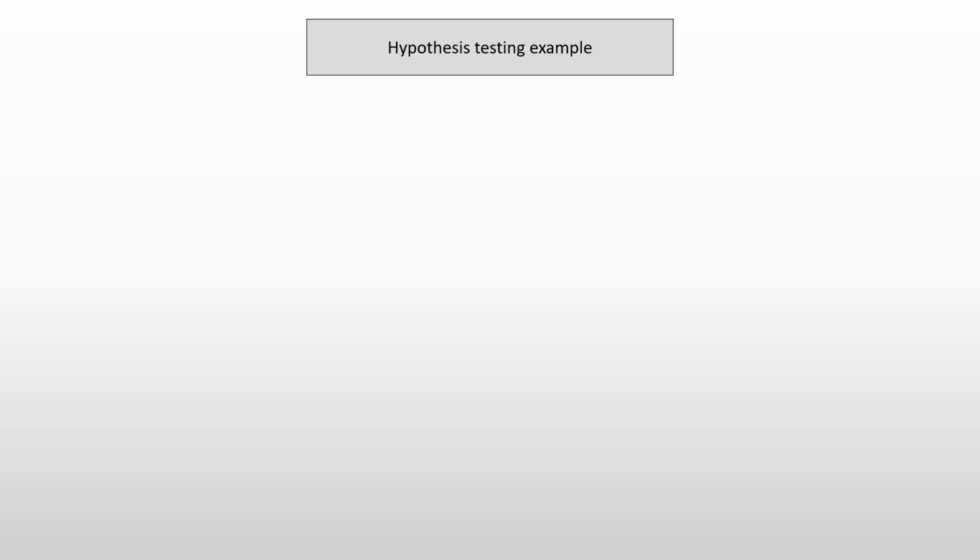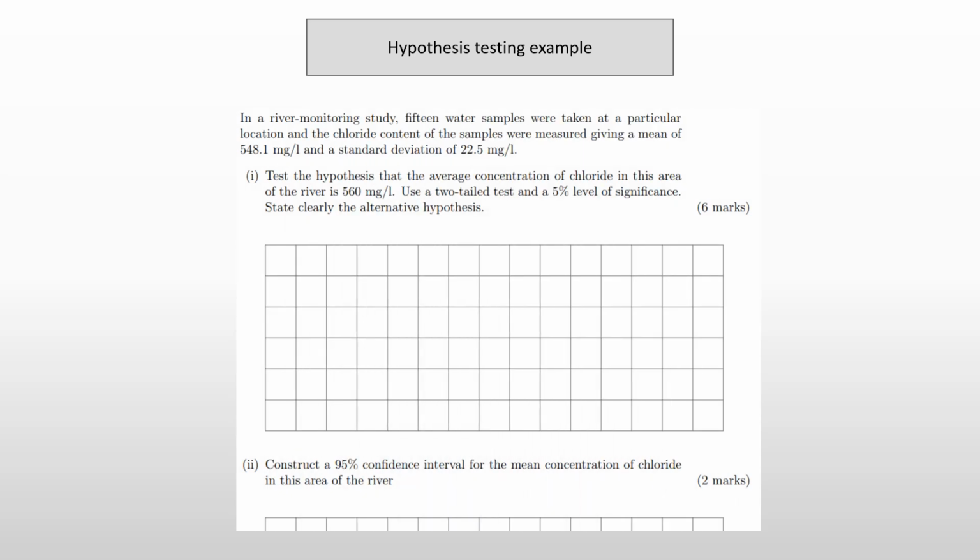So this is an example of hypothesis testing. In a river monitoring study, 15 water samples were taken at a particular location, and the chloride content of the samples was measured, giving a mean of 548.1 milligrams per liter and a standard deviation of 22.5 milligrams per liter. Remember I was saying it's either a Z or T value.